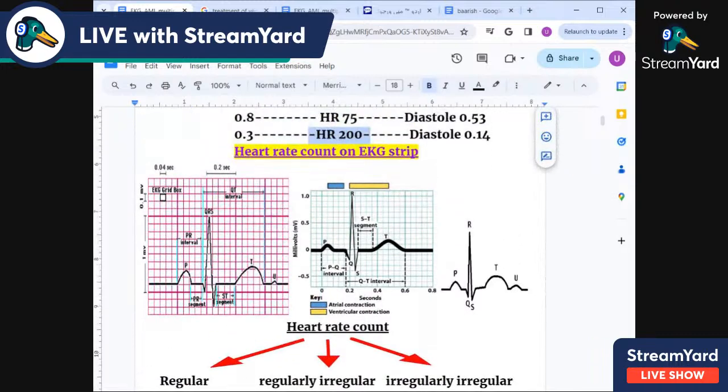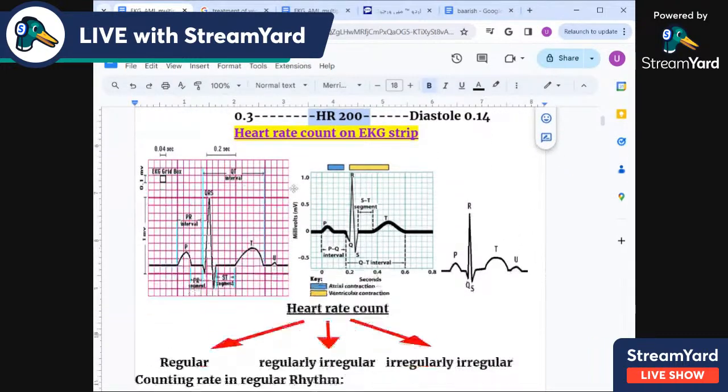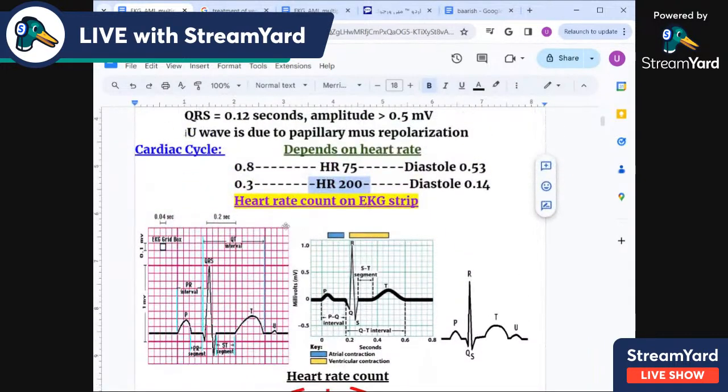Now, counting the heart rate, regular and irregular. Before that, we discussed the horizontal and vertical axes of the EKG strip. 1 second on the EKG strip contains 5 medium squares. So each medium square contains 5 smallest squares.